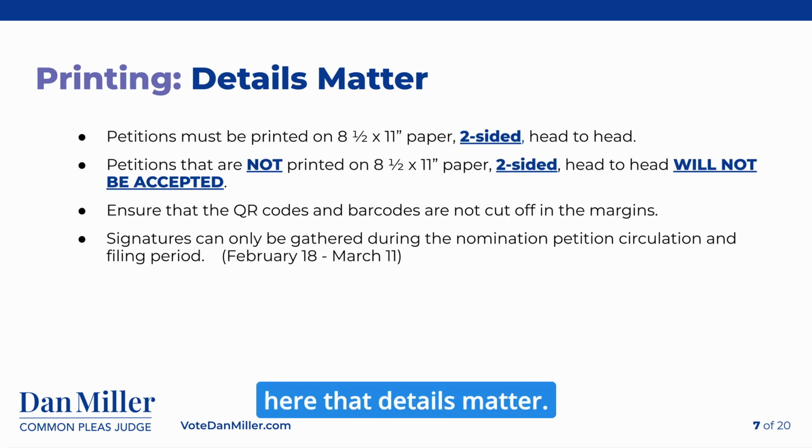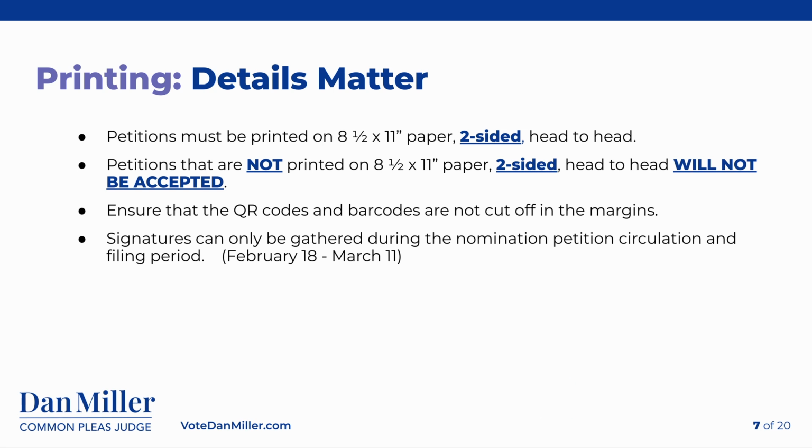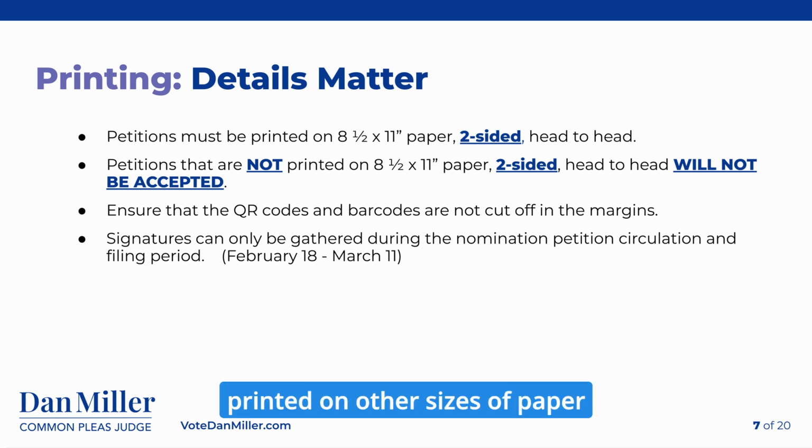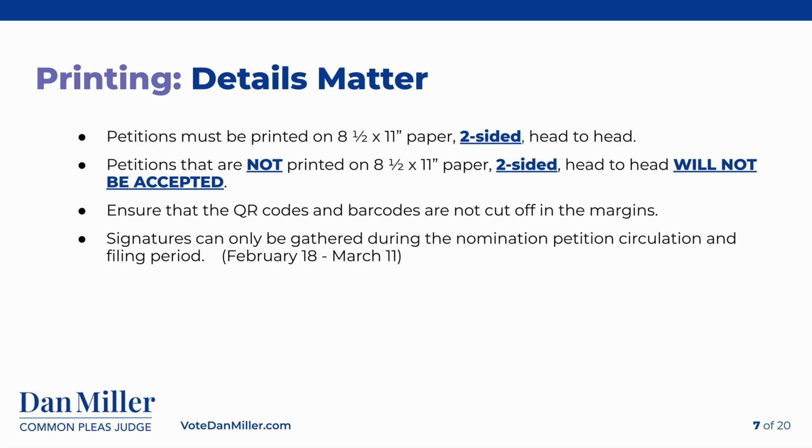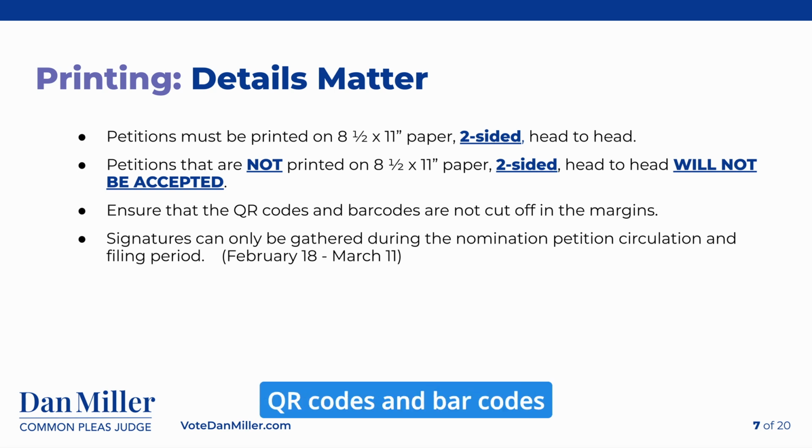It's important to note here that details matter, and this is true related to the type of paper you're using for your petitions. Petitions must be printed on a sheet of paper sized 8.5 by 11 inches, two-sided, head-to-head. Petitions that are printed on other sizes of paper will not be accepted. The county includes QR codes and barcodes in the margins of official petitions. If you're making copies, make sure that those codes do not get cut off from your copies.